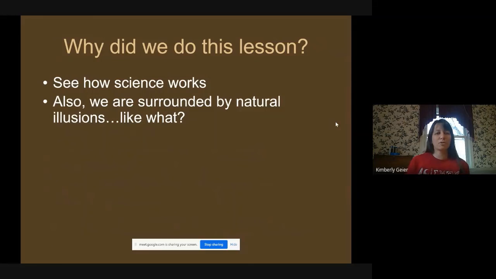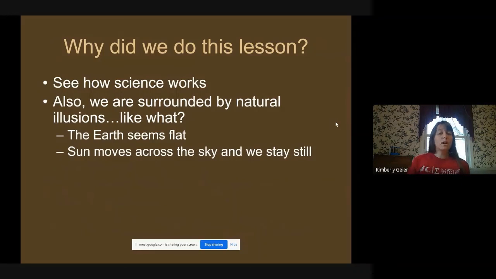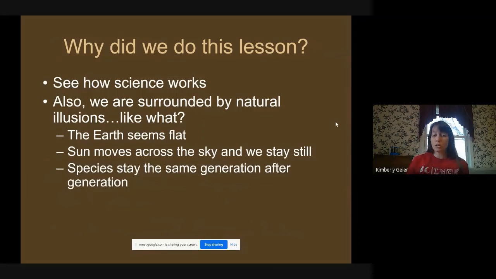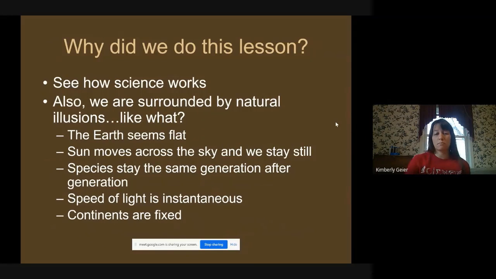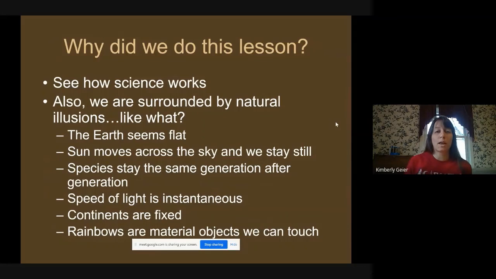Also, why did I pick illusions, optical illusions? Because I wanted you all to remember that we are surrounded by natural illusions. What do I mean by that? The Earth seems flat. We talked about that last time. The sun moves across the sky and we stay still. That's what it looks like. Looks like species stay the same generation after generation. It looks like the speed of light is instantaneous. It looks like the continents are fixed. It looks like rainbows are things we can actually touch or chase or find the end of.